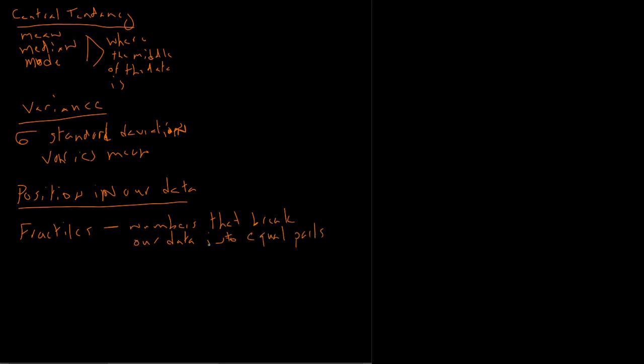We actually learned the first fractile, which was the median. If I have all my data together and I find the median, I have 50% of my data on one side of the median and 50% on the other, because it divided the data in half. It's the middle of the actual data point. And fractiles are a way of doing that.